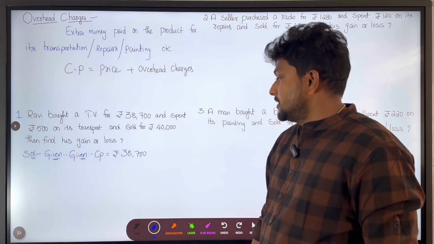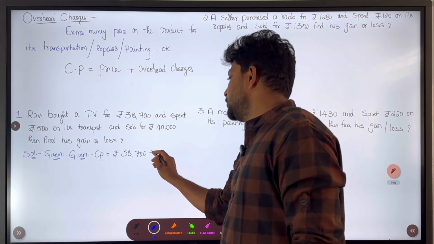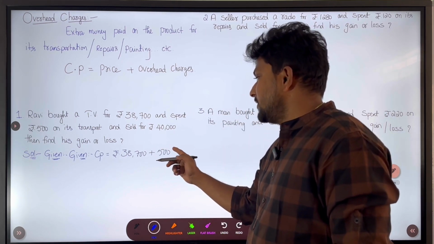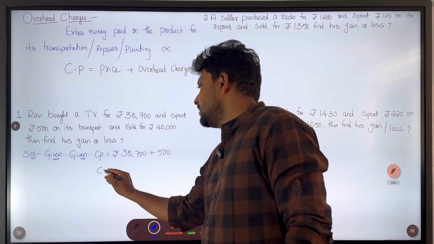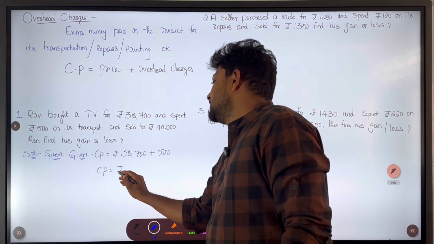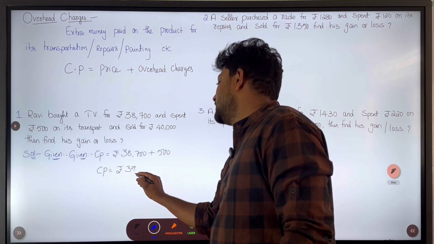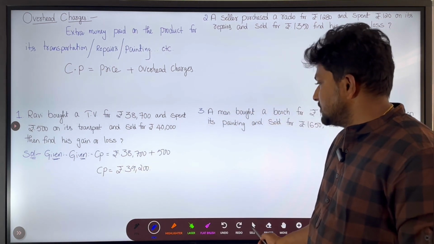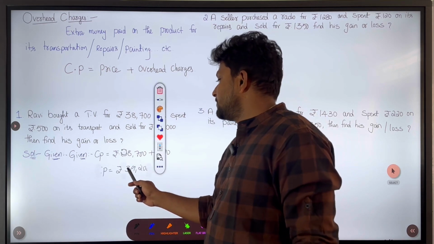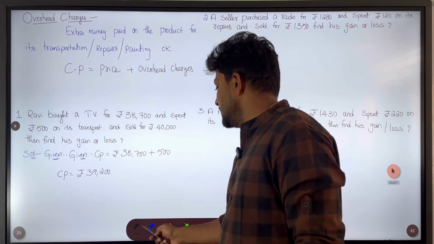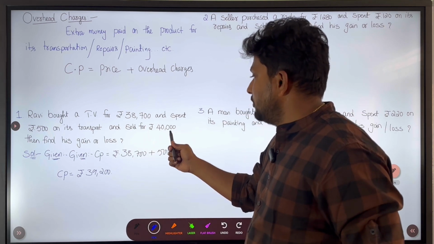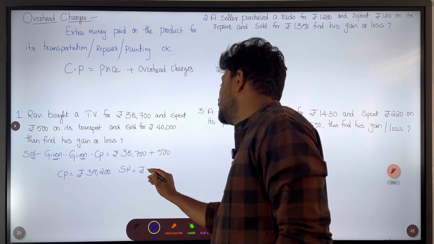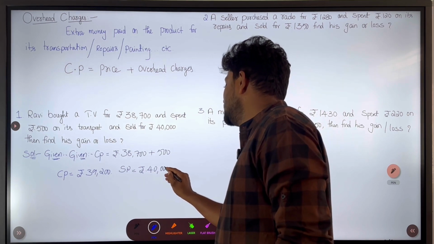So transport charges are given. When transport charges are given, what should we do? We need to include that transport in that cost price. So what does the total cost price become? 38,700 plus 500. So the total cost price equals rupees 39,200. If we include the transportation charges, we purchased for 39,200 rupees. So this is the cost price. Next is the selling price. And sold for rupees 40,000. So the selling price is 40,000.